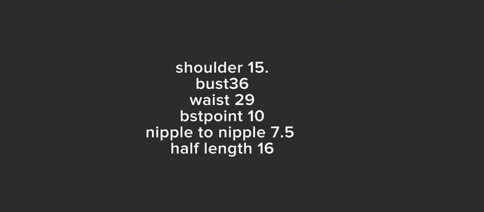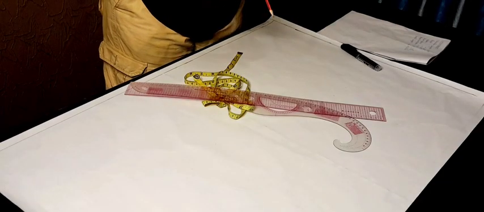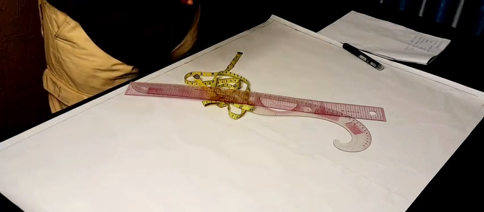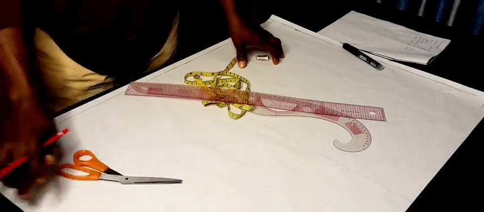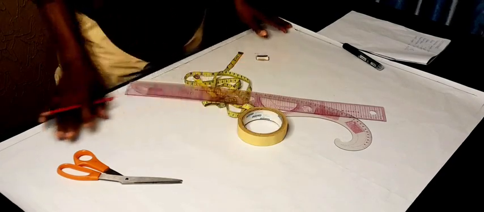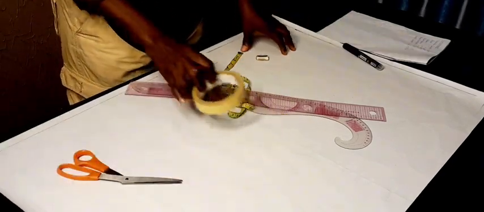I have my shoulder. Let me bring it a little bit close to the camera. I have my shoulder length as 15 inches. My bust as 36 inches. My waist as 29. My bust point as 10, my nipple to nipple as 7.5, and my half length as 16.5 inches. Now, to start, you're also going to need your eraser. You need your scissors to cut out your pattern. You also need your paper tape to hold down the pattern paper.